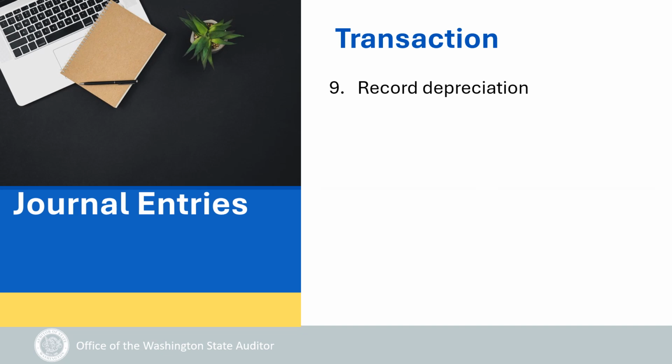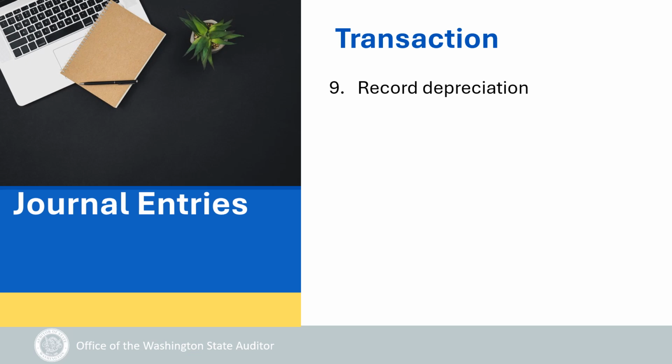Also at the end of the month, we need to record depreciation on our equipment. We purchased it for $6,000. Let's assume the useful life is 5 years, or 60 months. 1 month has passed, so we need to record 1 month of depreciation. To calculate this, we divide the purchase price of $6,000 by the useful life of 60 months to get $100 for 1 month.